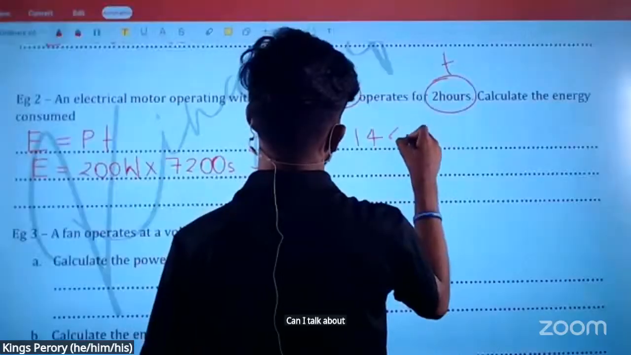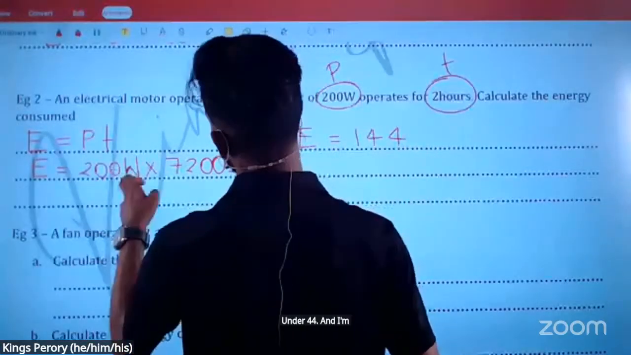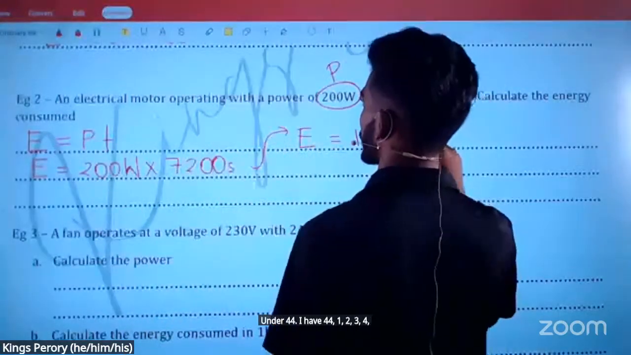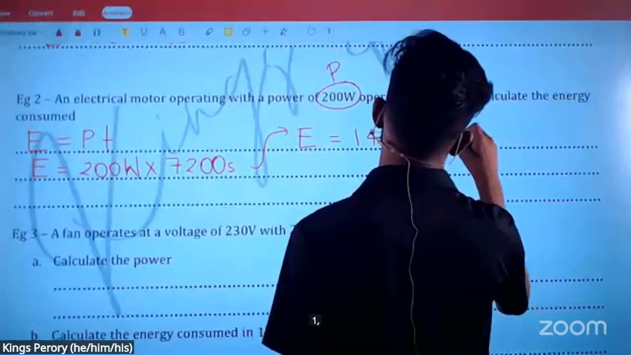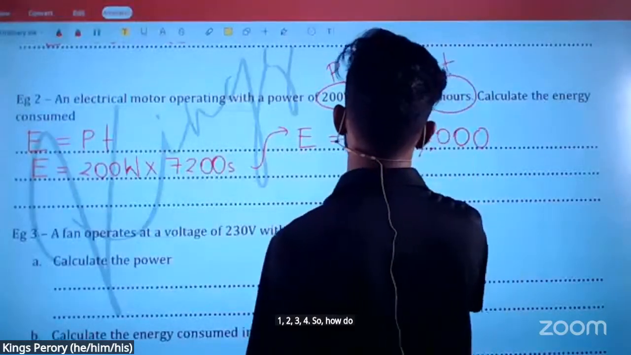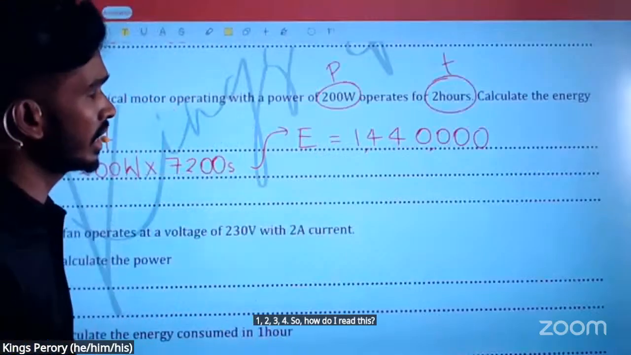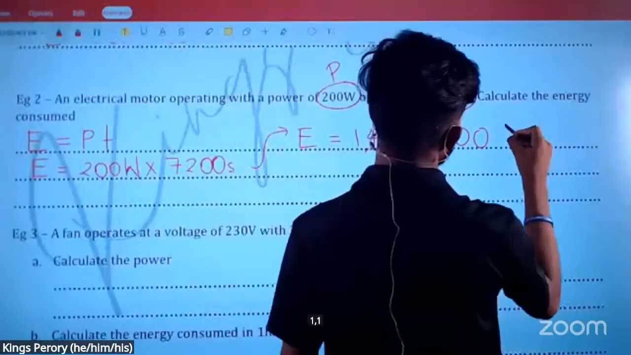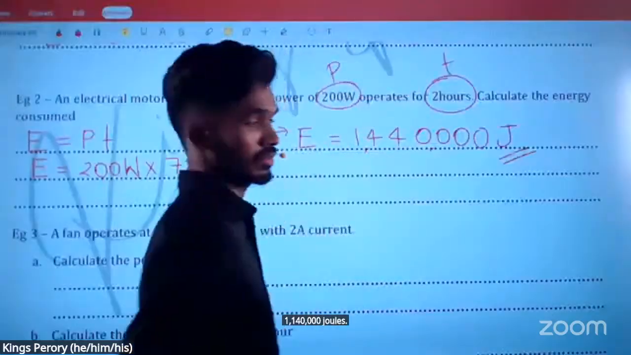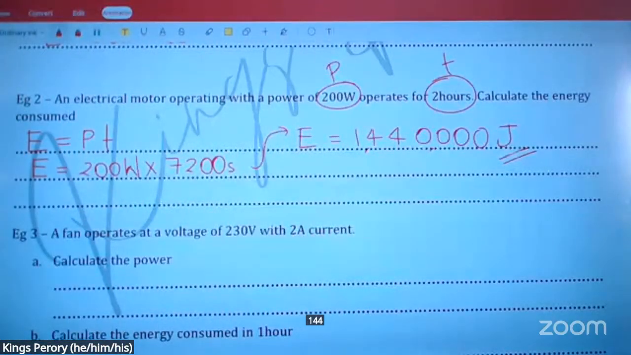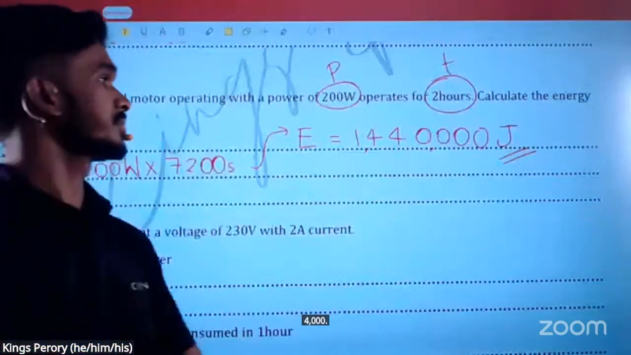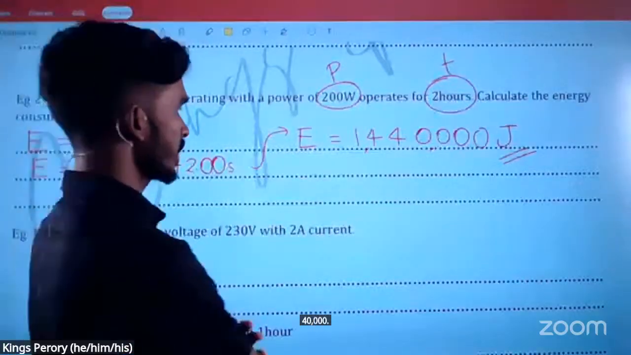144,000. 4 zeros will come. 1, 2, 3, 4. So how do I read this? 1,440,000 joules. Check your zeros.